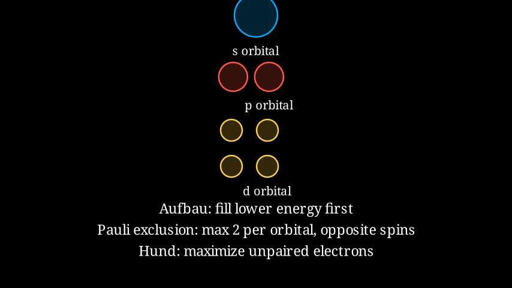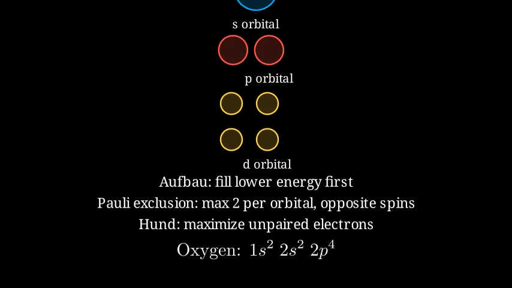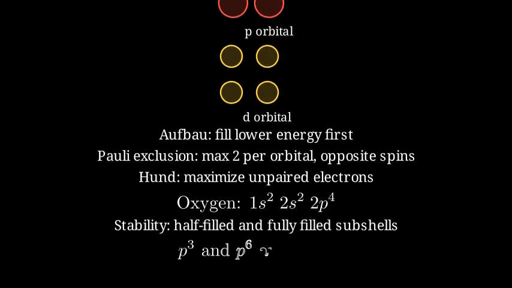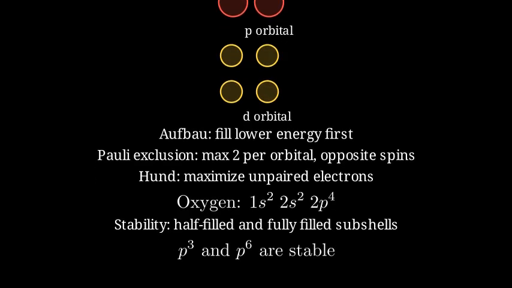Let's see an example of electronic configuration. For oxygen, which has 8 electrons, we fill as 1s2, 2s2, and 2p4. Finally, half-filled and completely filled subshells are extra stable. That is why configurations like p3 or p6 are especially stable.